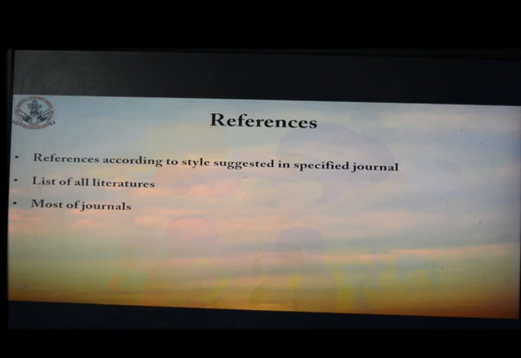Last of all come the references. References should be included according to the style suggested by the specified journal in which we are going to publish our paper. A list of all literature consulted during the study should be added. Most journals now follow listings in number. However, some of them may follow alphabetical or other rules. But these are the common things we usually find in the references portion. In this way we usually write a scientific paper.